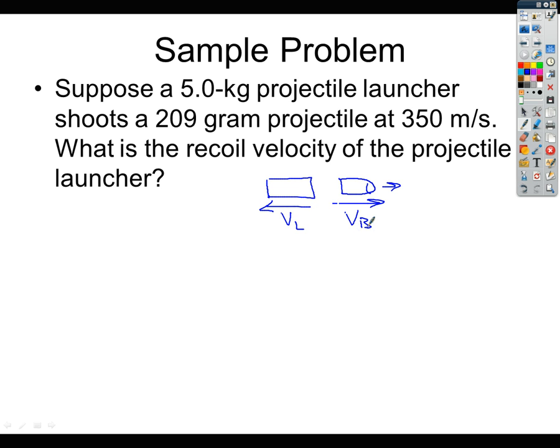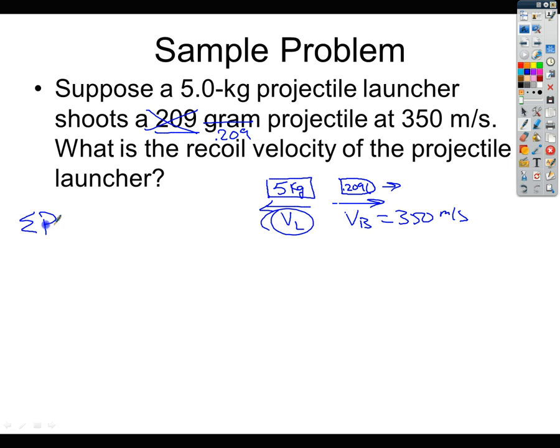The projectile launcher has a mass of 5 kilograms. The 209 grams, remember we need to convert this from grams to kilograms, so that'd be 0.209 kilograms. Be very careful with your units when you're doing these problems. The projectile is moving at a speed of 350 meters per second. We'll say that's in the positive direction. So our speed for the launcher should be negative when we're done.